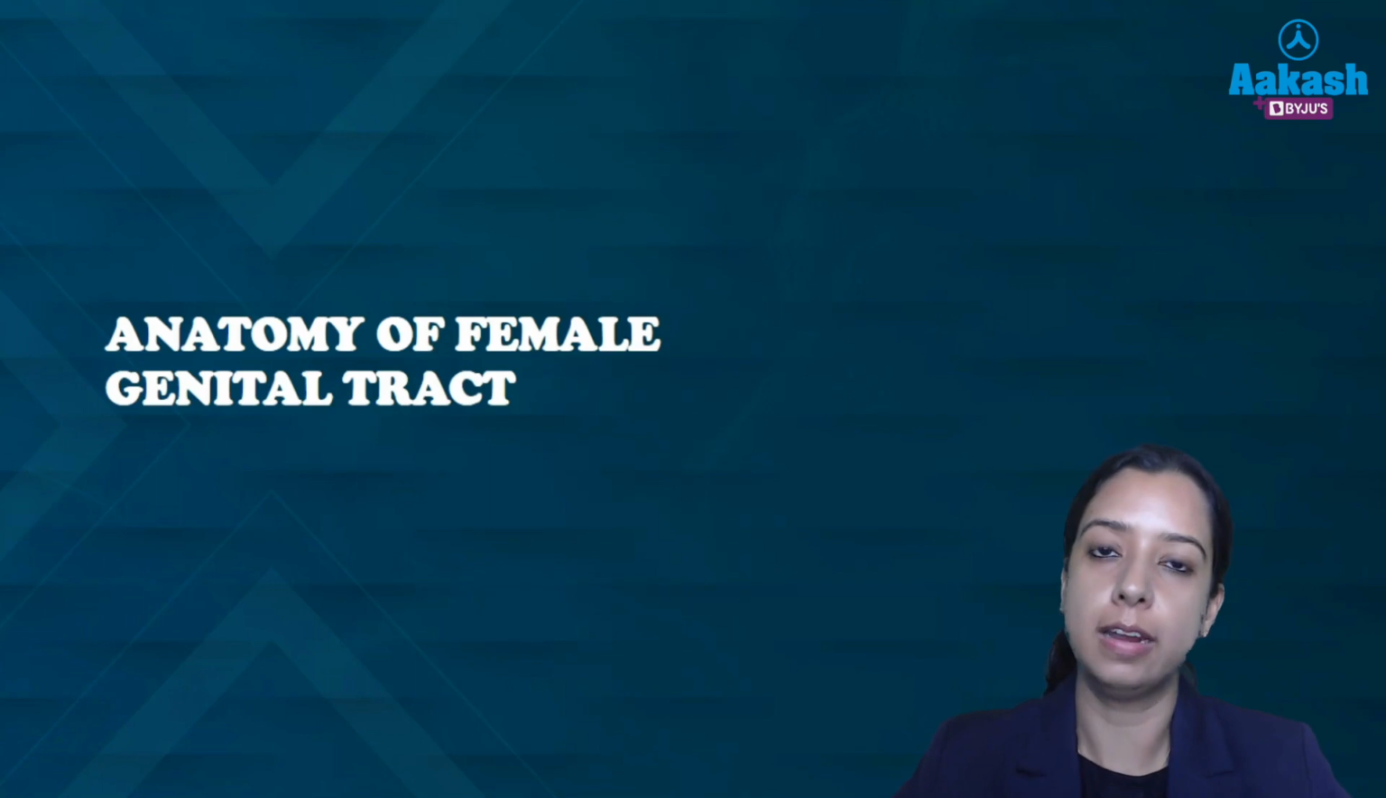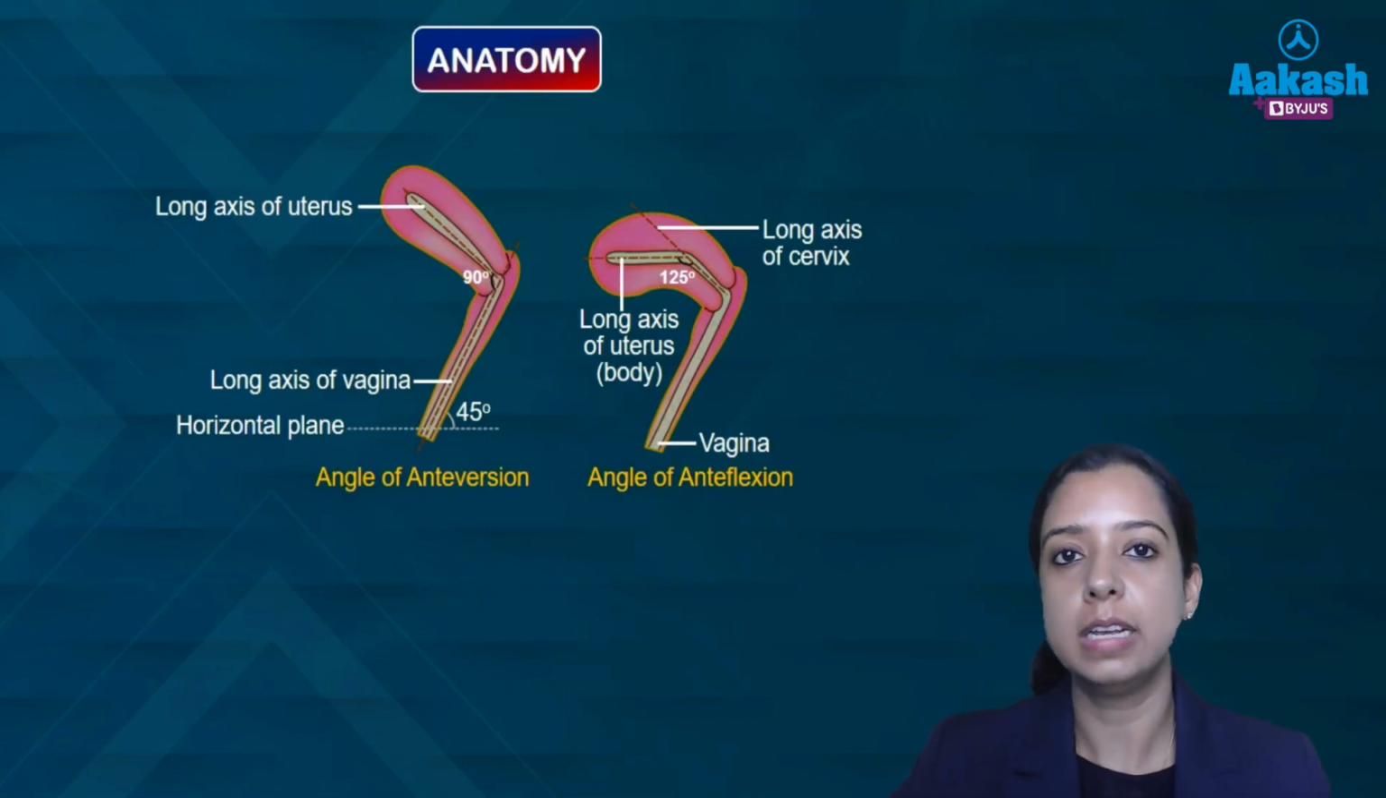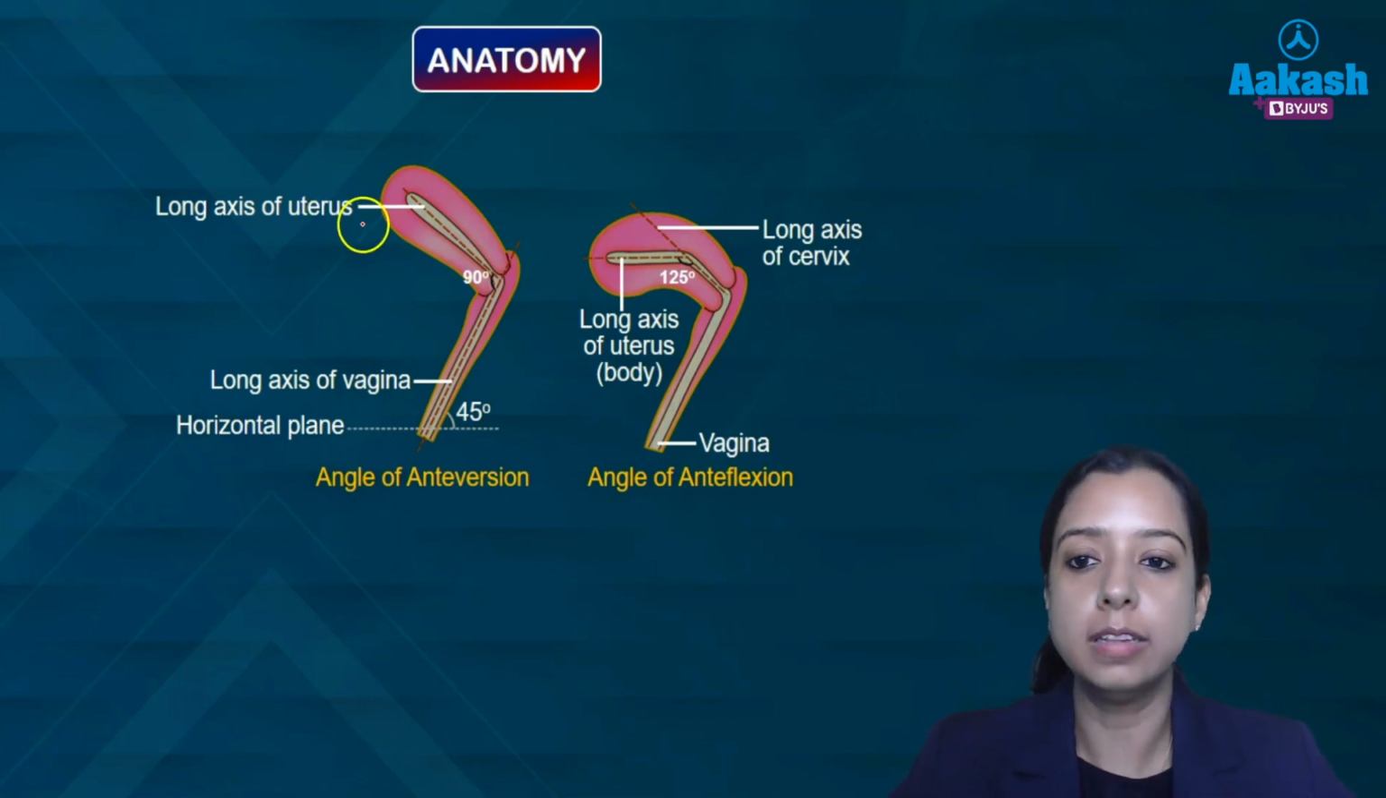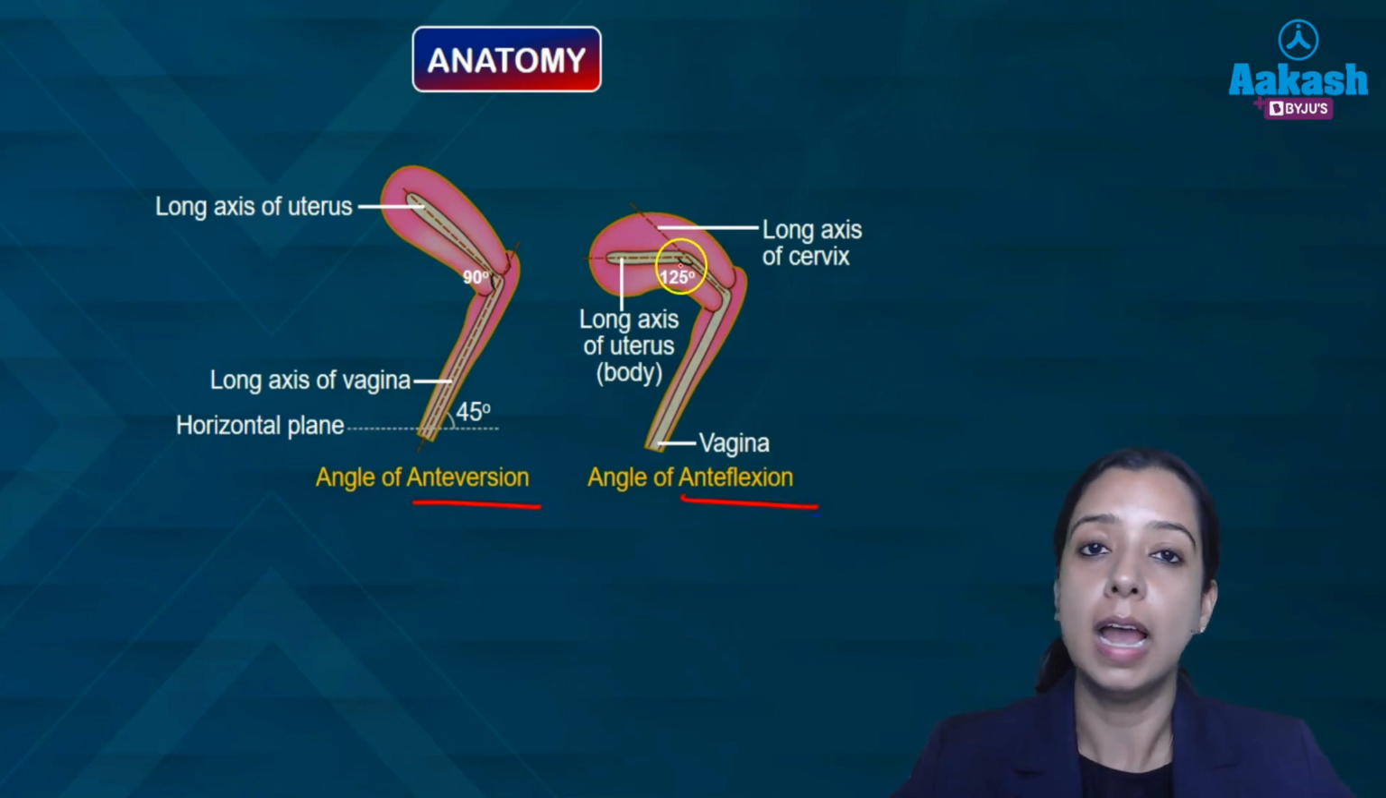Now we will start with the anatomy of the female genital tract. Okay. So the first question asked in NEET was about the version and the flexion of the uterus. Why was it asked? Basically the angles of anteversion and anteflexion are the passive supports of the uterus and they have a role in preventing uterine prolapse. So what is version? Version is the angle between the uterine body and the vagina.